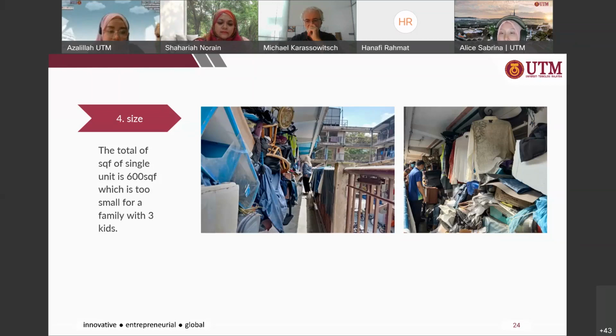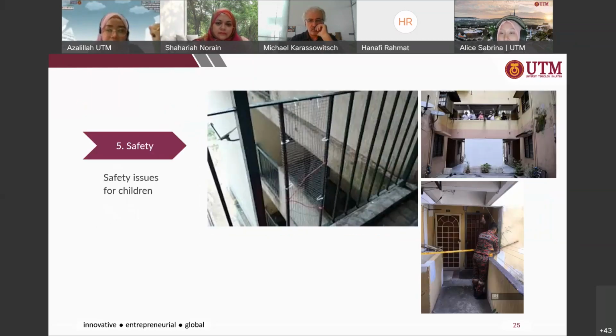Okay, and then the safety issue. Because of the design itself, it is our responsibility to look into the safety of the children, because they are not aware of it. The corridor and hallway are too low, and they did not consider that children can climb up or anything. So they forgot about the issue of safety for children. So this is what happened, and these issues happen in Malaysian public housing.